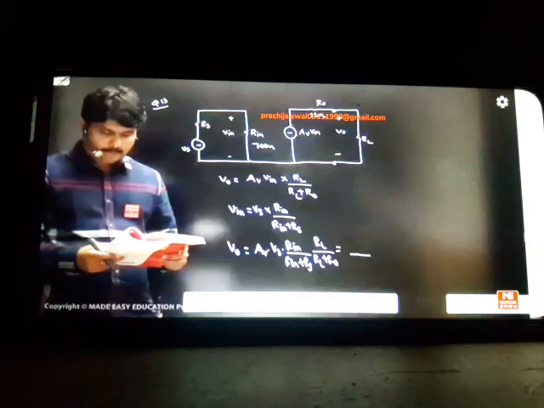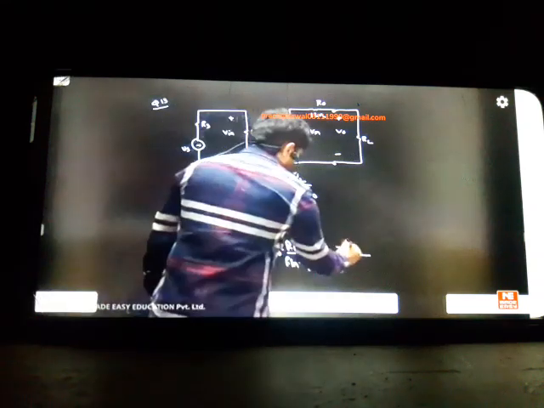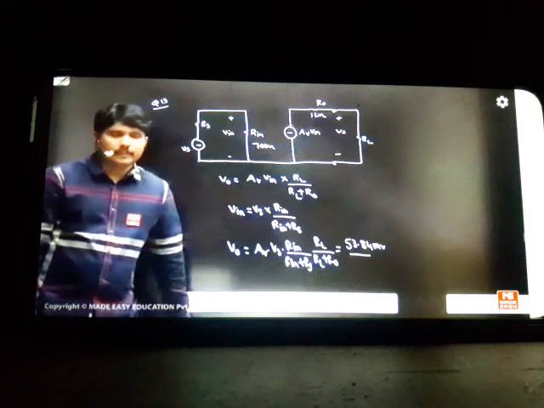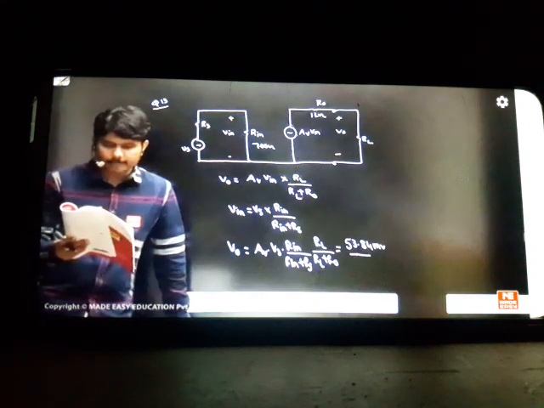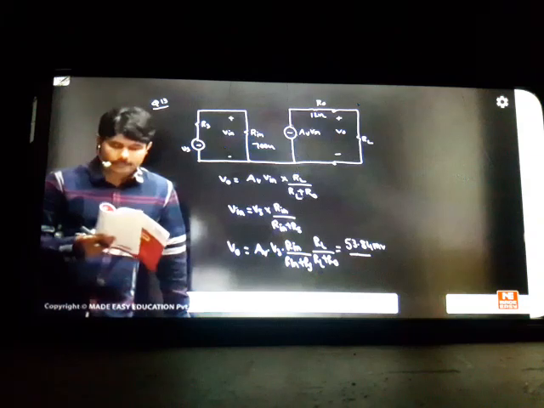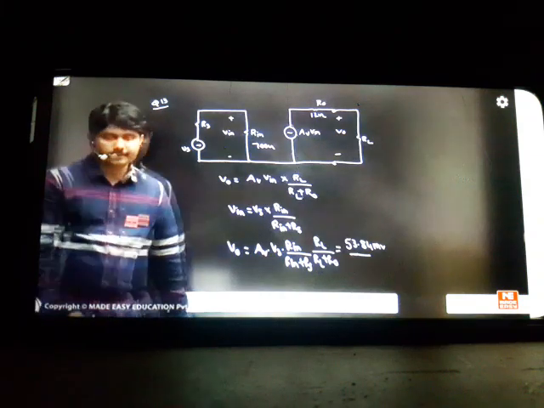Find out this answer. According to my data, it is coming 53.84 millivolts. You must get this much answer. If you apply this complete data in the problem, your answer should be 53.84 millivolts. That is your amplified output. Because VS has got 10 millivolts actually, so it is getting amplified to 53.84 millivolts. So this is the answer.